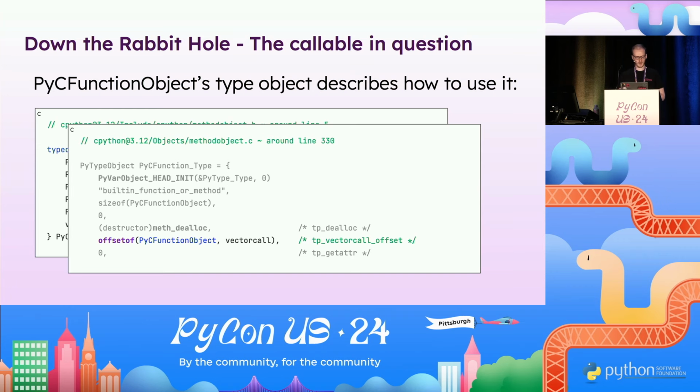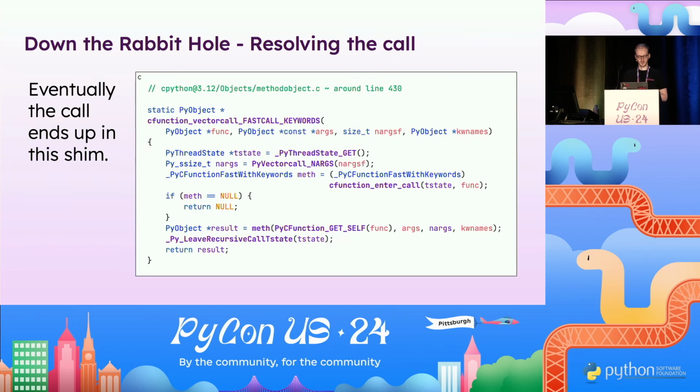So now that we know where the vector call indirection comes from, we can jump forward a little bit, and PyObject vector call, using that information, will end up here. This is a function called, well, C function vector call fast call keywords. It's one of the possible combinations of how the call can happen. I don't really want to go into what this function is doing. One of the most important ideas here, I think, is that it's preventing infinite recursion. And otherwise, the only line that we really need to look at is this one down here.